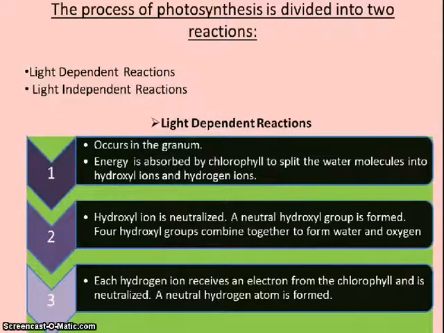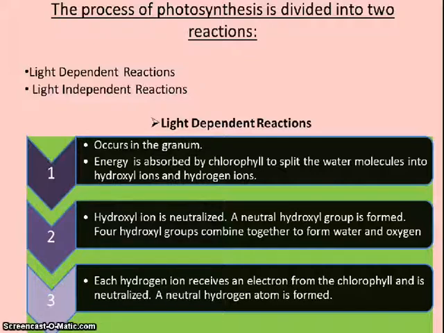The process of photosynthesis is divided into two reactions: light-dependent reactions and light-independent reactions. First, I'm going to focus on the light-dependent reactions. It occurs in the granum of the chloroplast. Energy from the sunlight is absorbed by chlorophyll to split the water molecules into hydroxyl ions and hydrogen ions. This process is called photolysis of water.